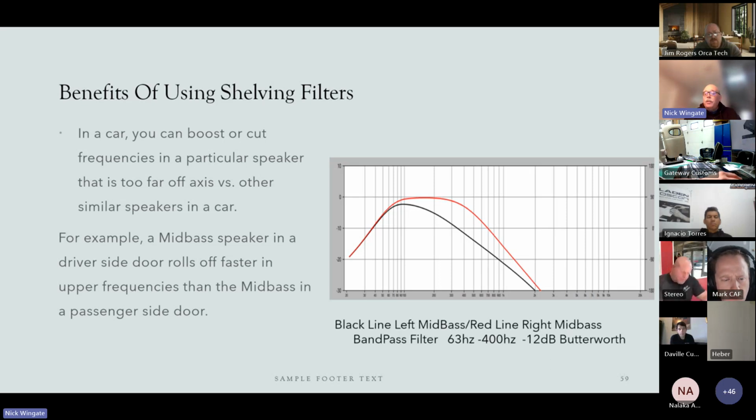The black line to the red line, that's the bandpass filter of 63 hertz to 400 hertz. And then I added a shelf. I added a high shelf at 63 hertz, and you can see what happened. The off-axis response of the mid-bass driver came up so that it matches the off-axis and on-axis frequency response of the mid-bass driver in the passenger door.